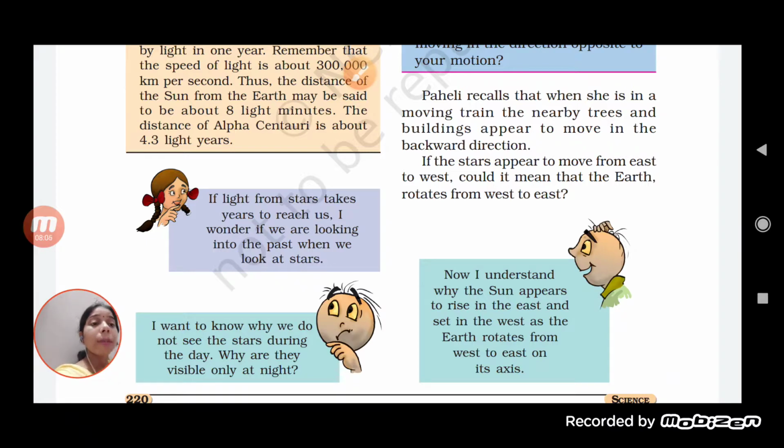So if the stars appear to move from east to west, could it mean that the earth rotates from west to east? Yes, students, just opposite to the movement of the stars. So if a star is moving from east to west, then the earth is moving from west to east.